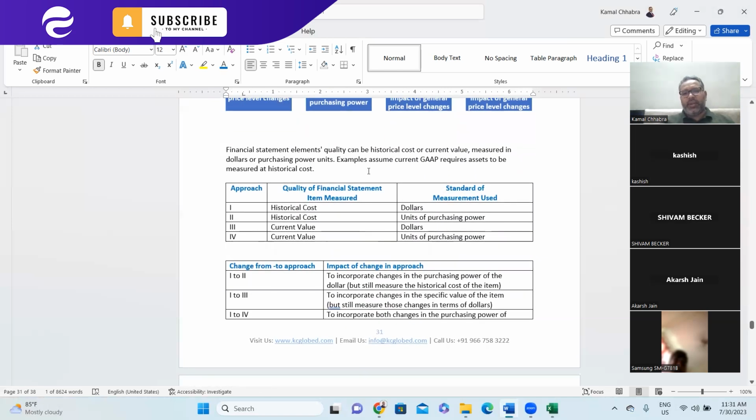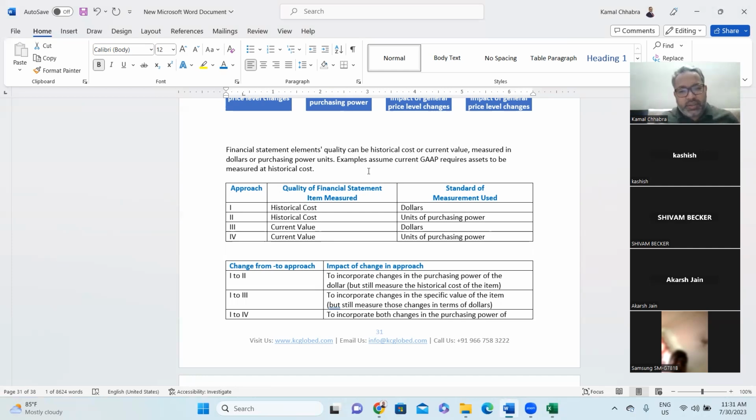If you see the financial statement element, the quality can be historical cost or current value, and measured in dollars or purchasing power units. For example, assume current GAAP requires the assets to be measured at historical cost. So there are two approaches, historical cost and current value, but it can be measured in purchasing power or dollars as the case may be. For example, in this table, approach 1 says the quality of the financial statement item you are measuring is historical cost, and the standard of measurement you are using is the dollar.